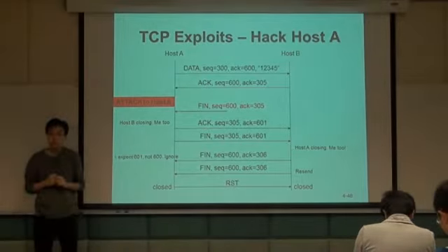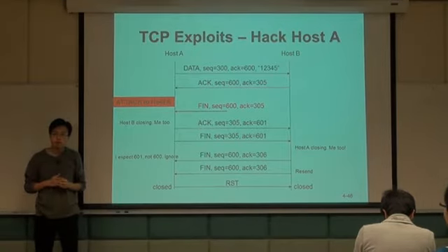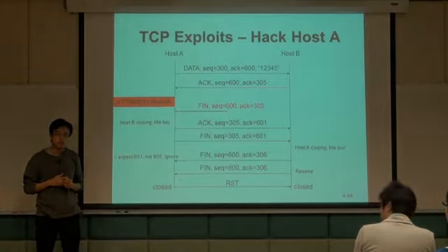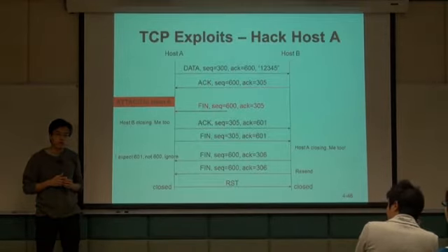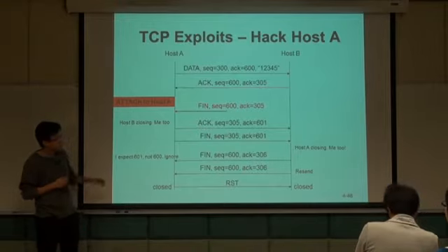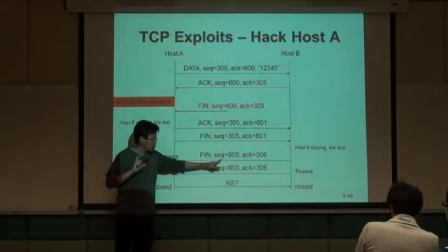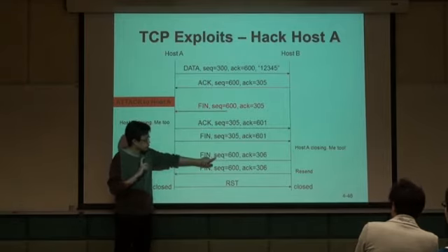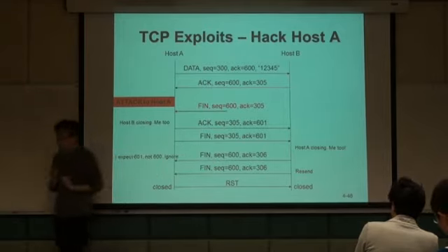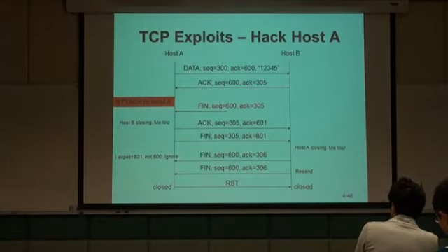Since host A has sent B a packet with the acknowledgement of 601, why will host B send a packet with sequence number of 600? How does B generate this 600? Okay, I should say it this way. So now, in the normal situation, okay.